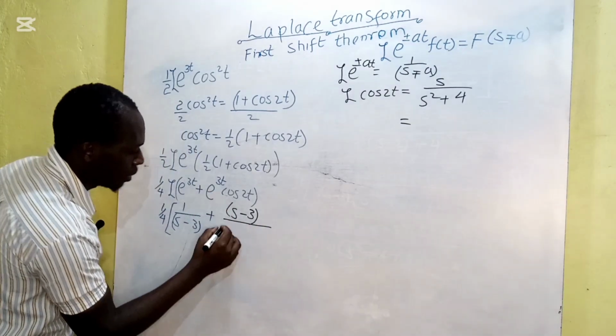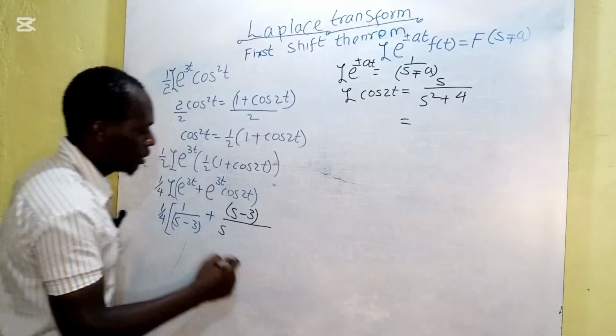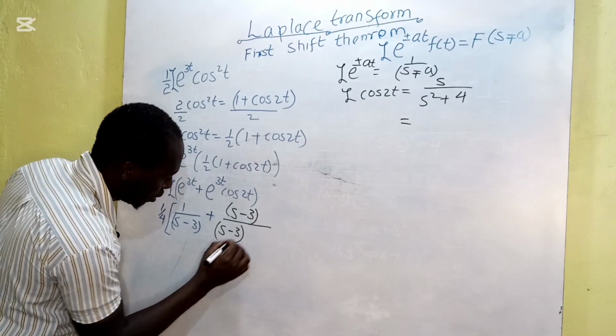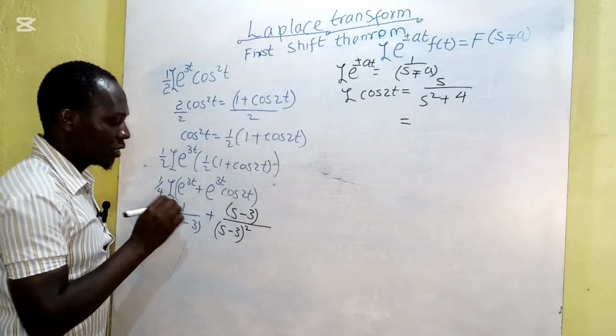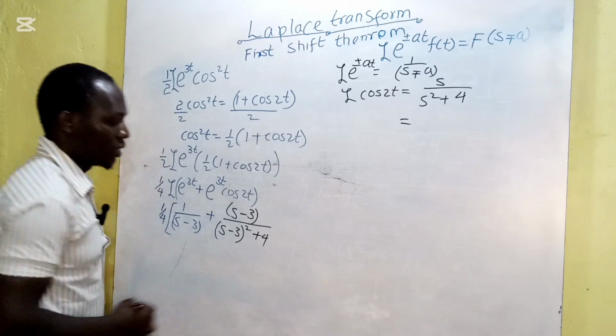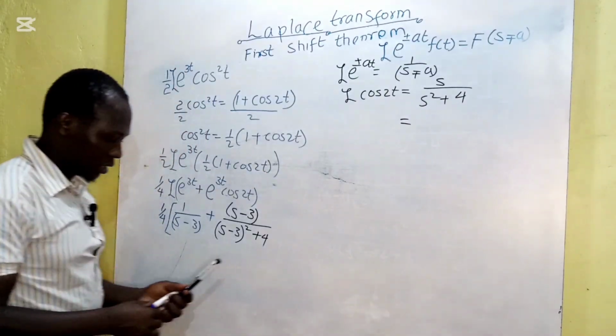All over, here we are now going to have s. It was s squared. We do our shifting, 3. It is only the term of s that we shift, and here now we are going to have an addition of 4, the way we were having it just there.